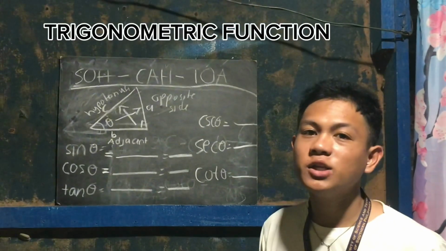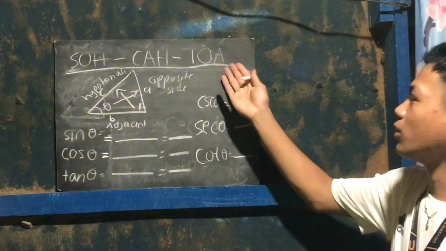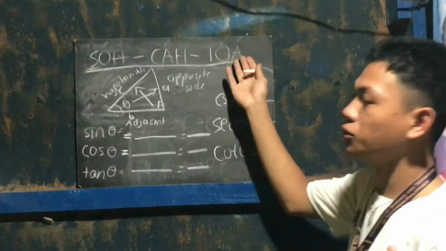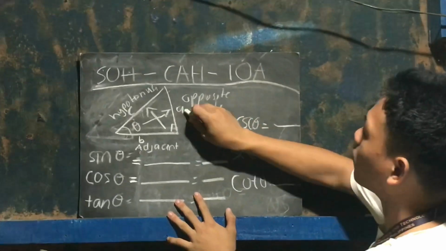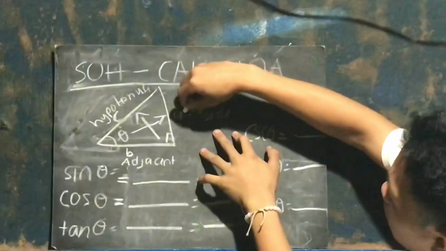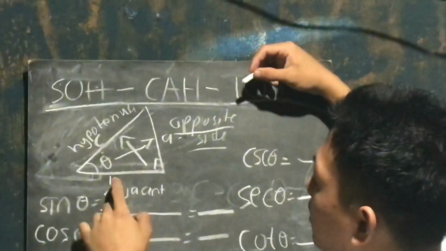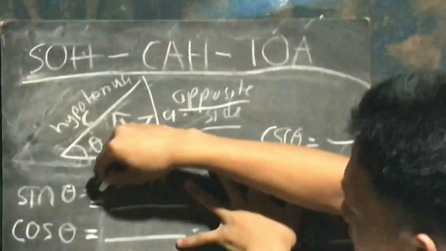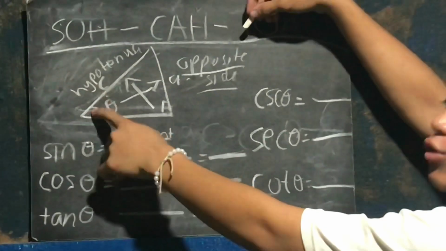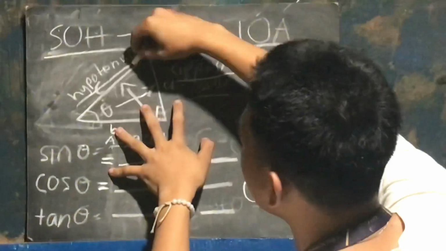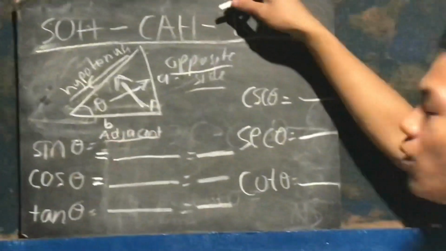Now, I'm going to discuss the trigonometric functions, which is SOHCAHTOA. As you can see, we have the given sides of a triangle. Side A is the opposite side, B is the adjacent side, and C is the hypotenuse. So, that's the name of each side of the triangle.